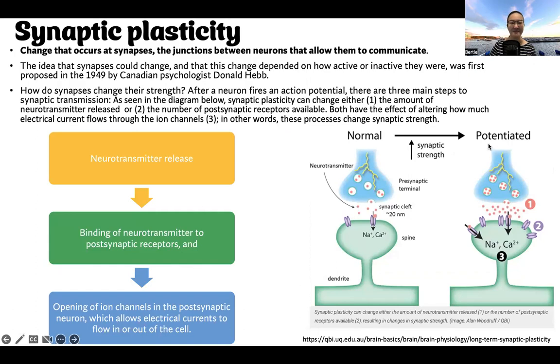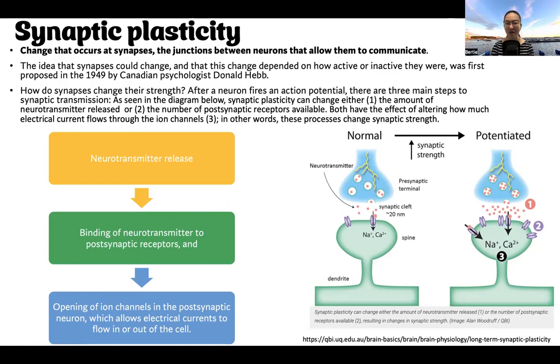Synaptic plasticity. Change that occurs at synapses, the junctions between neurons that allow them to communicate. The idea that synapses could change and that this change depended on how active or inactive they were was first proposed in 1949 by Canadian psychologist Donald Hebb.